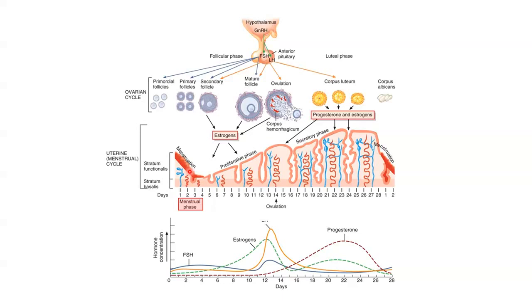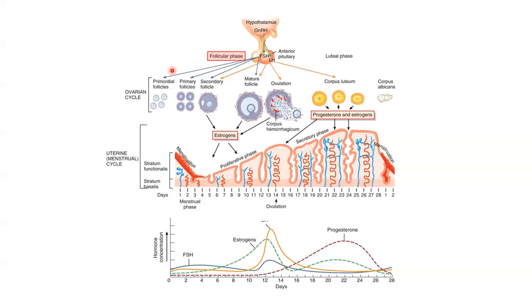Now, at the same time, we have follicle stimulating hormone being released by the anterior pituitary. We can see a slight increase in our follicle stimulating hormone here. And this stimulates the development of our primordial follicles into our primary follicles, and then our primary follicles into our secondary follicles. This phase of the ovarian cycle is called our follicular phase, so development of our follicles.